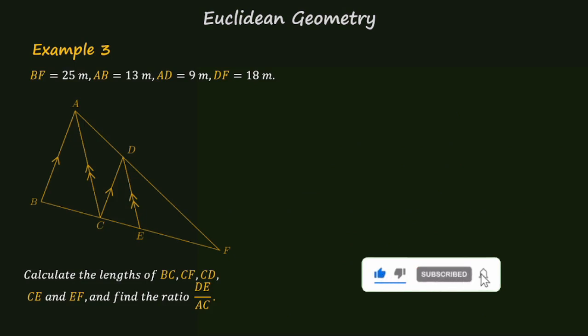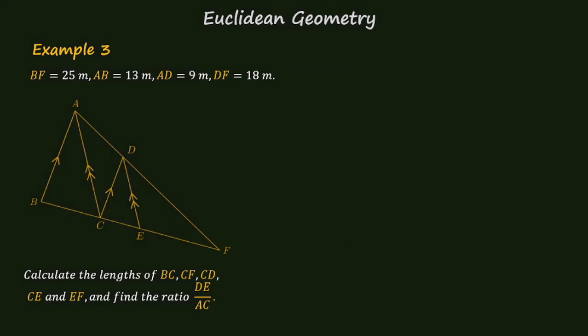Let us look at the last example on the proportion theorem. In this example, we are given that BF equals 25 meters. We are also given that AB equals 13 meters, AD equals 9 meters, DF equals 18 meters. And we are required to calculate the length of BC, CF, CD, CE, and EF, and also to find the ratio DE over AC.